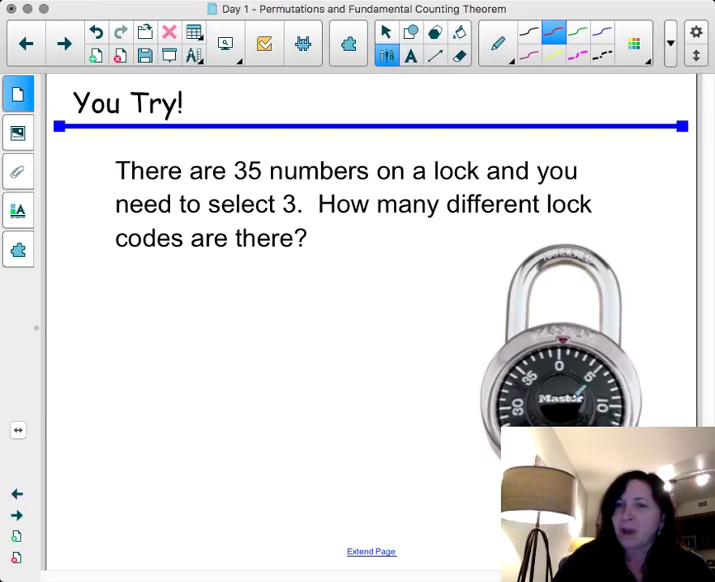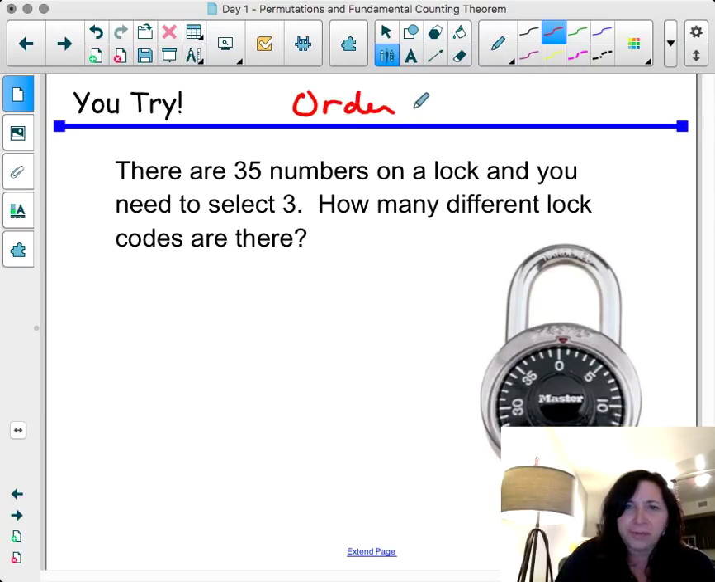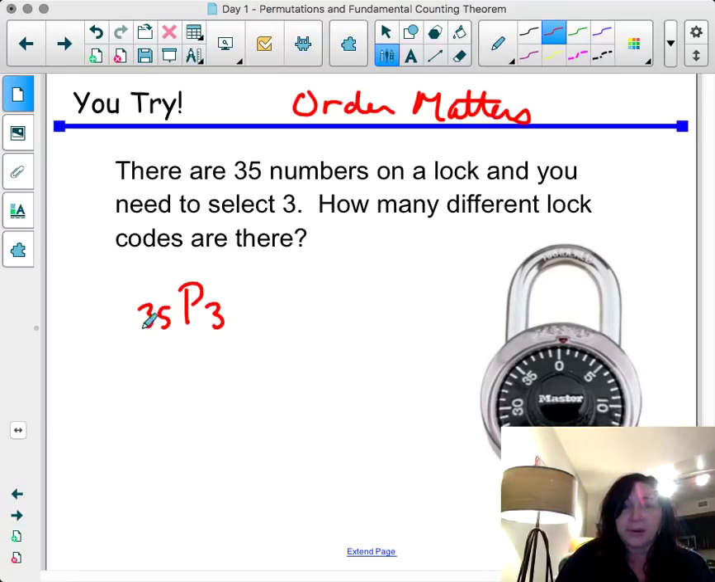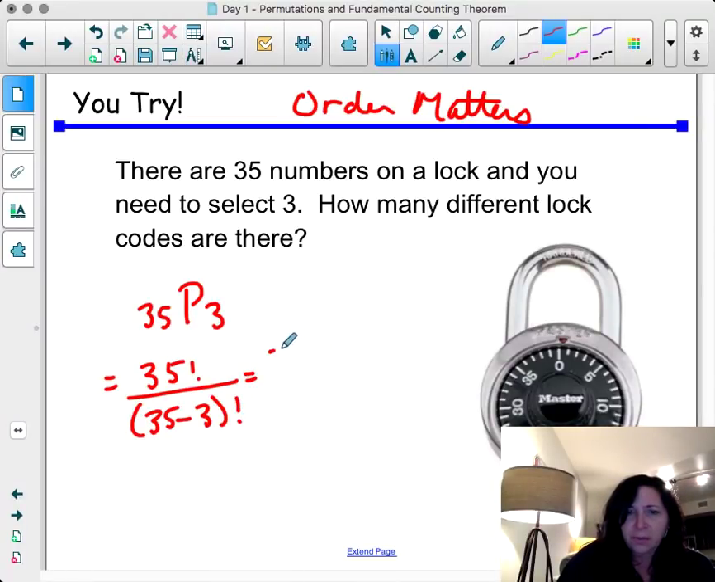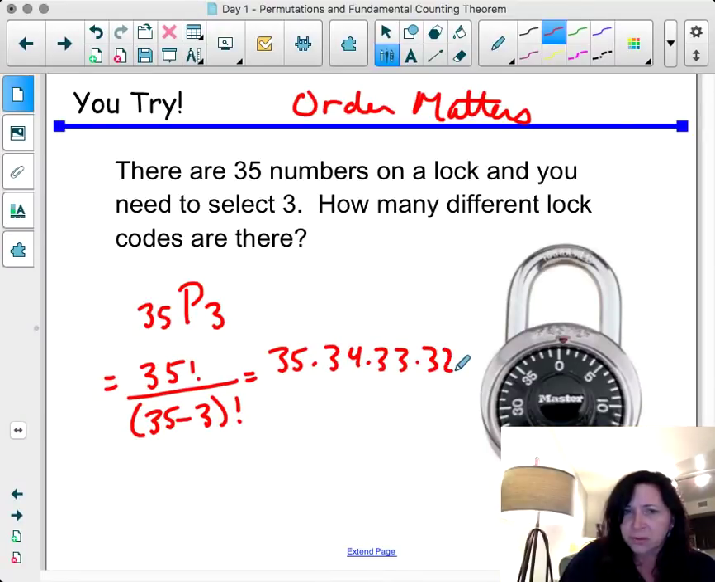If I have 35 combinations on my lock, how many different ways can I choose these? Does order matter? The order, of course, matters on a lock. So the first thing we're going to do is go 35 permutations of 3 because order matters. So this is going to be equal to 35 factorial over 35 minus 3 factorial.